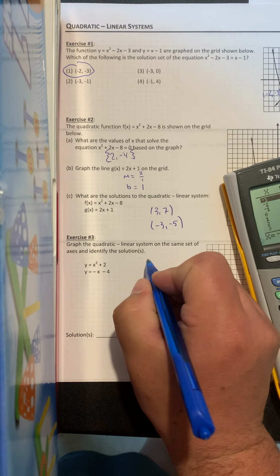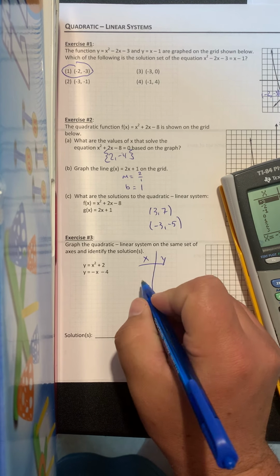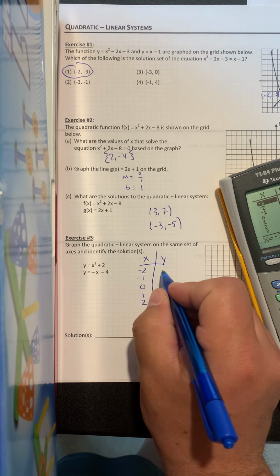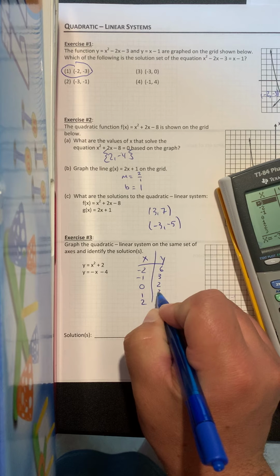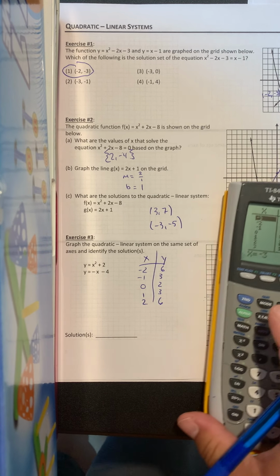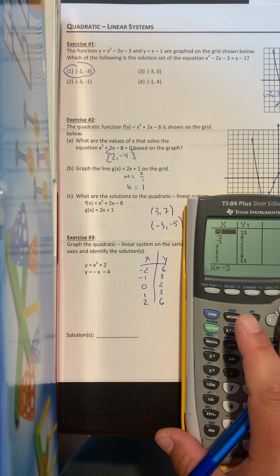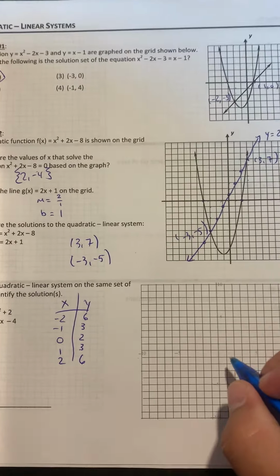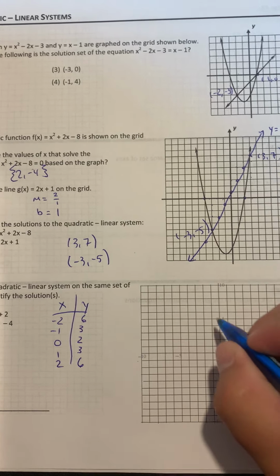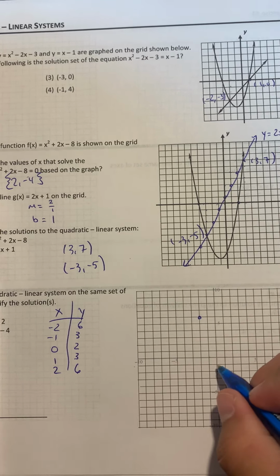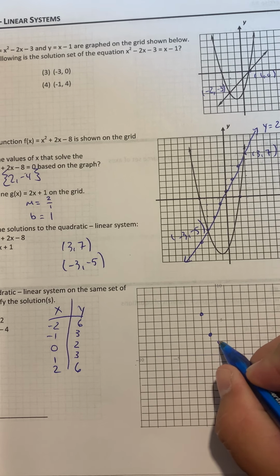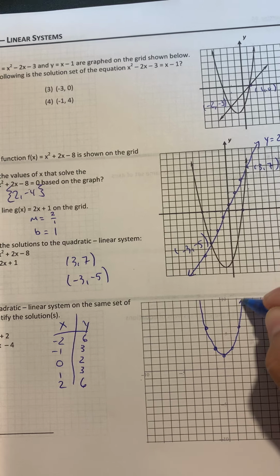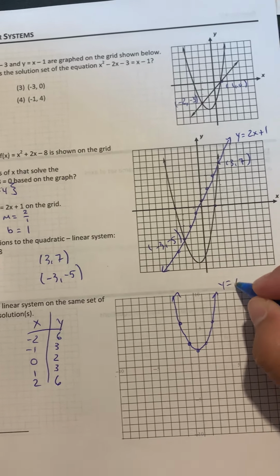So I'm going to just write down my table over here. So I have x values -2, -1, 0, 1, 2. And I have y values 6, 3, 2, 3, 6. All right. Sorry if you couldn't see that. All right, so now I'm going to plot my points. So I've got (-2, 6), (-1, 3), (0, 2). And there's my graph. Make sure I label it.